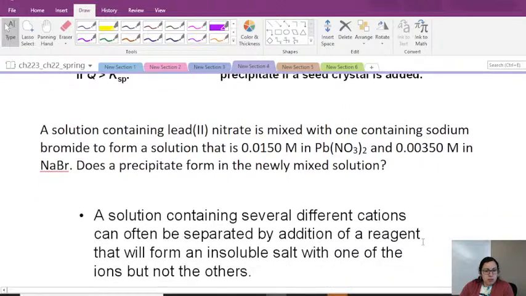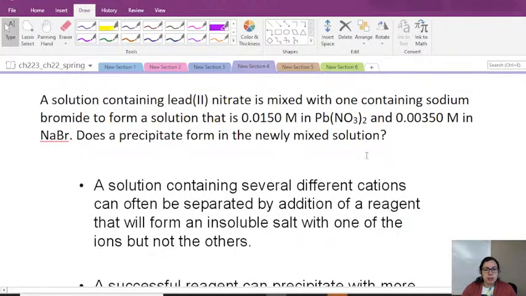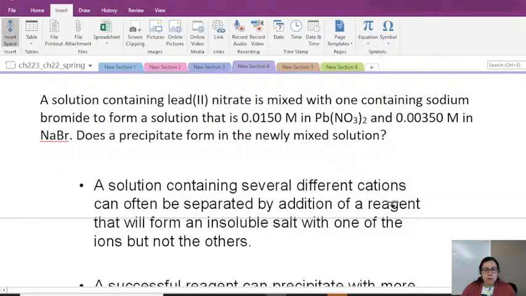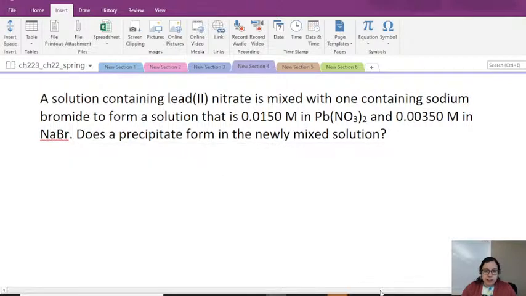All right, so now we're going to go through how to figure out this scenario. So now we have a solution containing lead nitrate mixed with one solution containing sodium bromide to form a solution that is 0.015 molarity in lead nitrate and 0.0035 molarity in sodium bromide. So does a precipitate form in the newly mixed solution? So let's go through how we're going to analyze this.